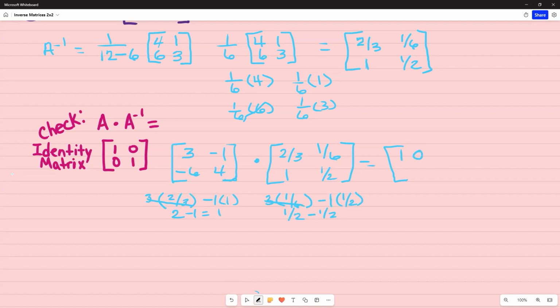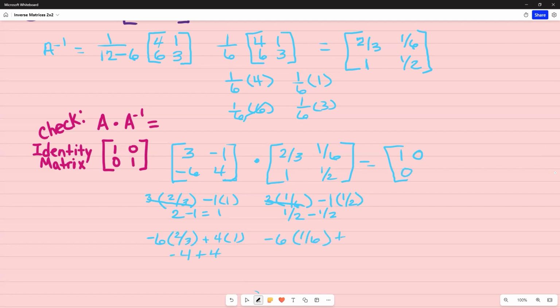I'm going to go to the second row, first column. This first element goes to the first element. The second one goes to the second one. When I'm finished doing that, I'm going to take the first row and I'm going to multiply it times the second column. And then I'm going to do the same thing with the first element and the second element. First row, first column, I have negative 6 times 2/3 plus 4 times 1. If I simplify this, negative 6 times 2 is negative 12, divided by 3 is negative 4, and then 4 times 1 is positive 4, which leaves me with 0.